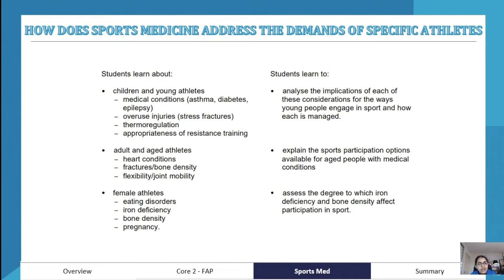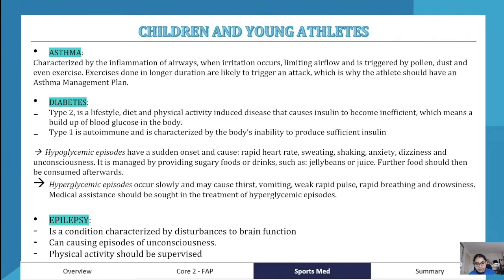With adults and aged athletes, you want to explain the sports participation options that they have, especially for aged people that have medical conditions. What can they participate in? How should they participate? Then you've got female athletes, where you assess the degree to which iron deficiency and bone density affect their participation in sports. For each one it's different, but it's about applying all of what we talk about here. So we'll look through all 3, and again, your job is to look at and apply that knowledge. So let's start with children and young athletes.